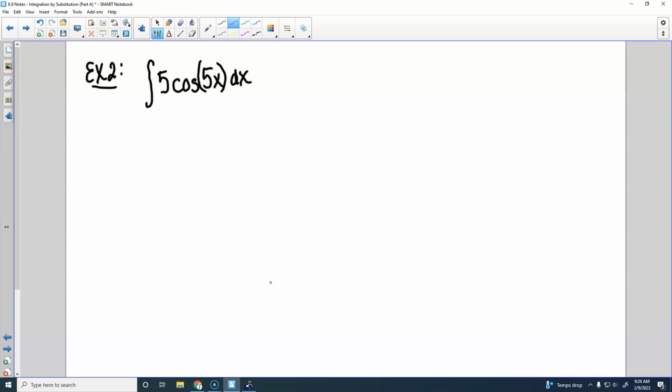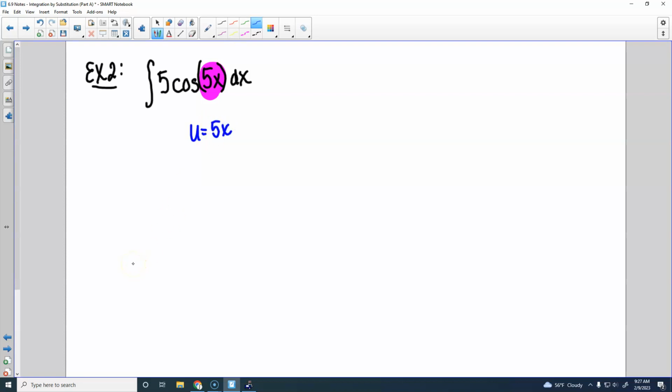All right, so we've got the integral of 5 cosine of 5x dx. I can't just integrate this because of that 5x. If it was just an x, I could just integrate. The 5 as a coefficient is fine, but because I've got more than one thing inside, I can't just integrate that. So this is one that's going to be a chain rule. We're going to have to use U substitution. The inside part is going to be your u, which for this one is 5x.